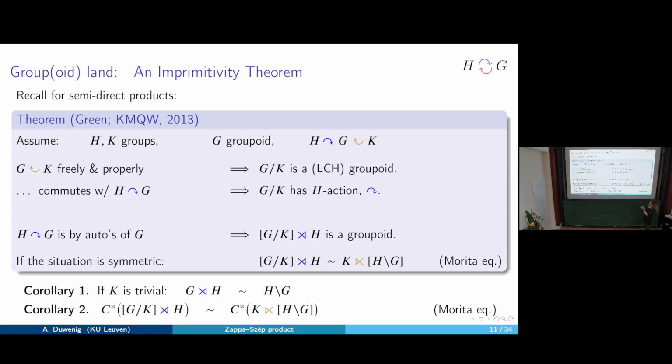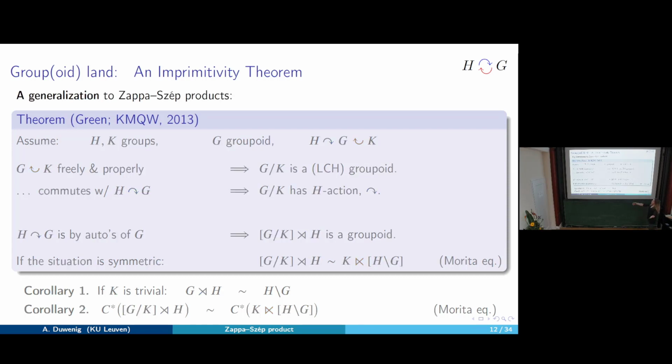Okay, so now I'm going to take a step back and generalize this to Zappa-Szép products. And after you've seen that, it might not be so surprising what I will have to do. The first thing I do is let everything be groupoids. I don't just have groups acting on a group, I can take all of them to be groupoids if I want to. And this time I have multiple actions, not just H on G and K on G, but G also acts back.